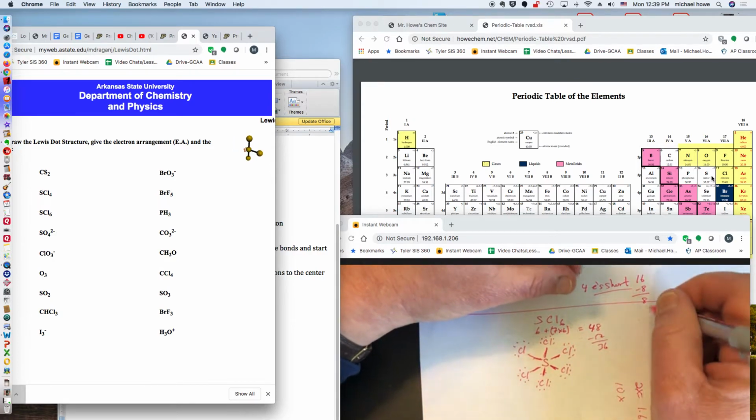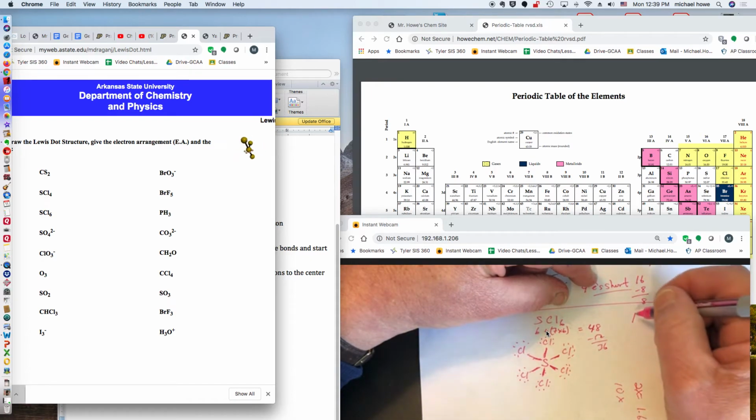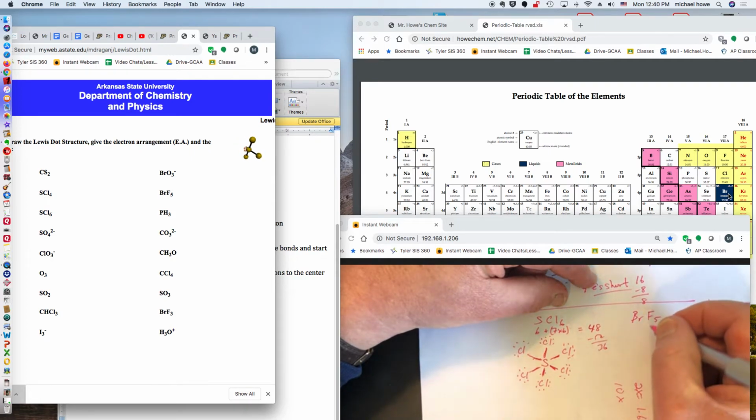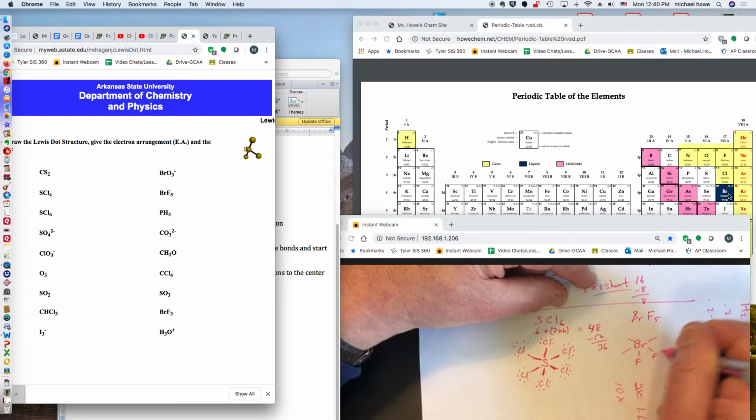So there we go. Now let's take a look at BrF5. That's another one over here. So BrF5 would look like this. Bromine and fluorine both have 7 electrons in their outer shell, but bromine is the least electronegative, so it'll go in the center when we draw our structure. So we'd have Br like this, 1, 2, 3, 4, 5, F, F, F.